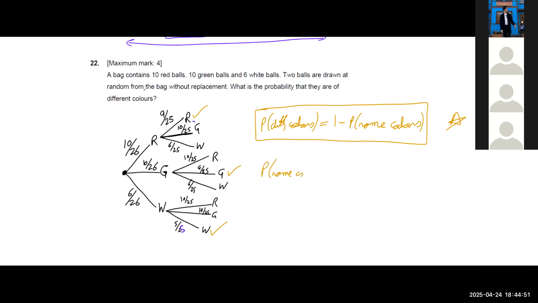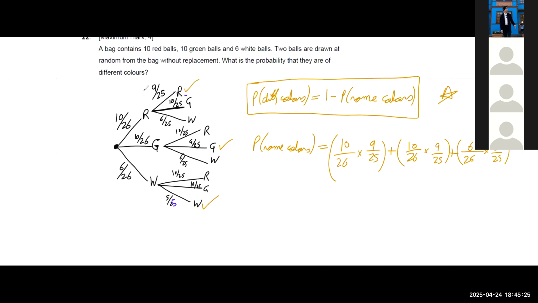Let's see. It's going to be 10 over 26 times 9 over 25, plus green green, which is 10 over 26, 9 over 25 again, plus white white, which is 6 over 26 times 5 over 25. So you've got 3 different possibilities, and then to find the probability of different colors, just do 1 minus this, because if you don't have same colors, you have different colors. Does this make sense to everybody?